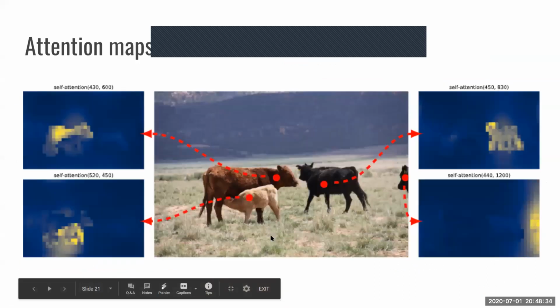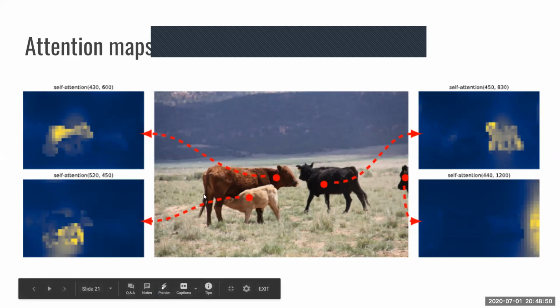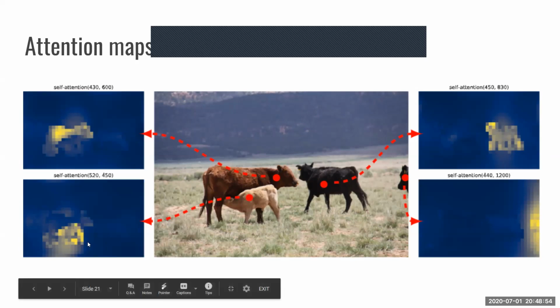As this is a transformer method, we have attention, and we can visualize these attention heat maps. As you can see, it does it quite properly and quite clearly. For example, these two cows are occluded, but it pays attention to every cow separately. So it does it quite cleanly.